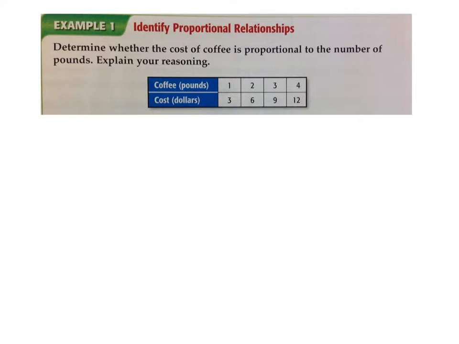So this problem here asks me to determine whether the cost of coffee is proportional to the number of pounds, and it says explain your thinking. So when I'm looking at this, I'm asking, are these quantities proportional? If I were to times both these by 2, I would get 2/6. If I were to times both these by 3, 1 times 3 would give me 3, 3 times 3 equals 9. So these are proportional. And then if I were to times them both by 4, I would get 4/12.